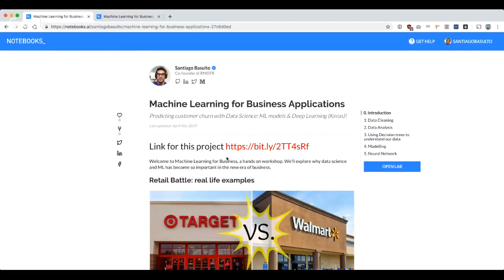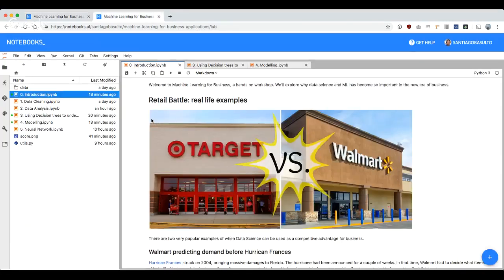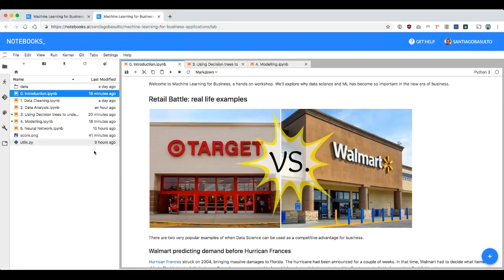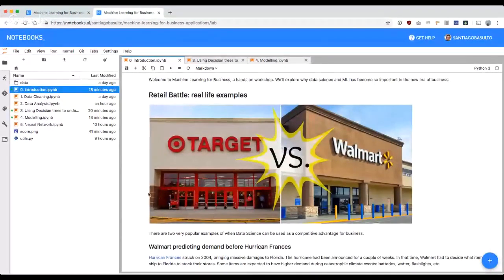Once you fork this project, and you can just use this URL that is also in the chat, you will be dropped in this environment, this lab, which is just a Jupyter Lab environment. And what we will be doing is we will start analyzing. I'm going to introduce the data set that we will be using and also a little bit about this workshop.